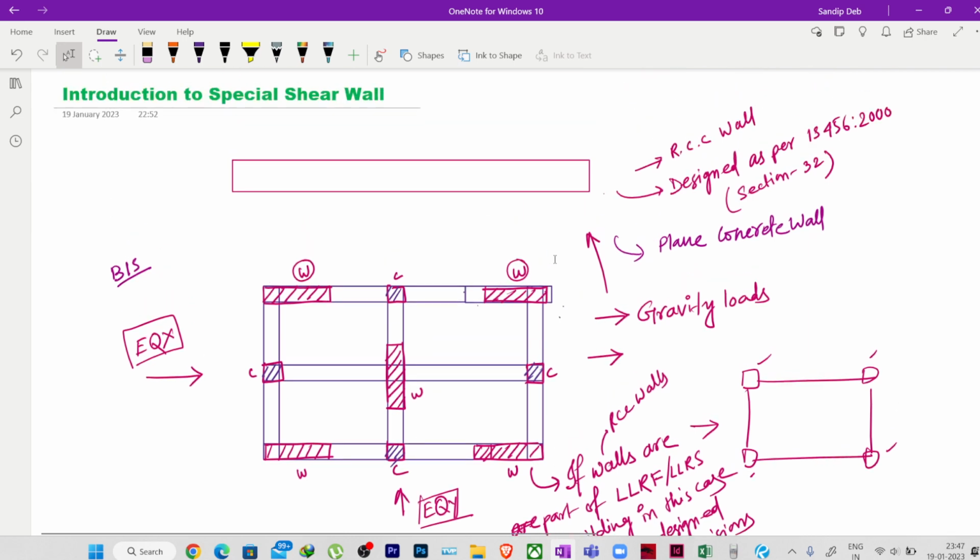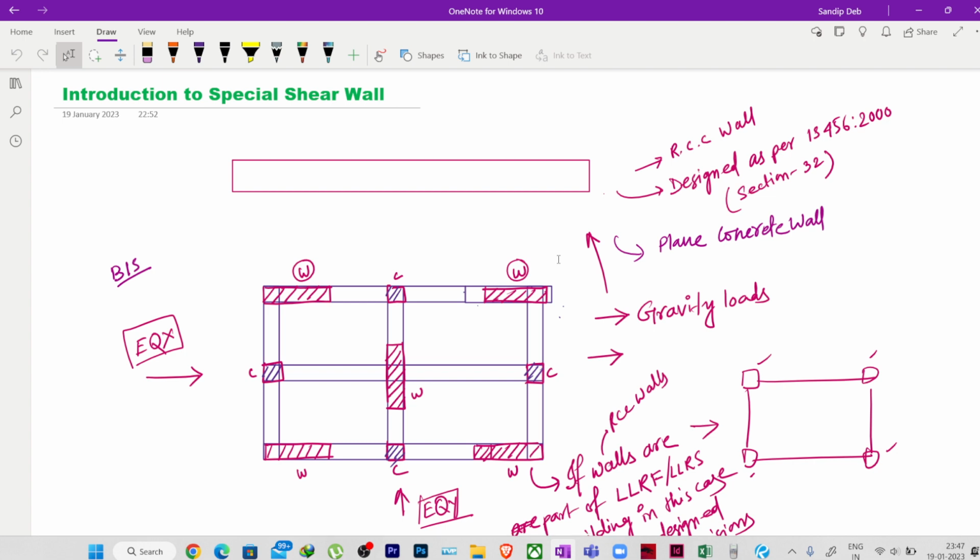There is no wall called an AAC wall. An AAC wall is just a formwork. The walls will be your RCC special shear wall or plain RCC concrete wall, plain concrete wall. Okay, plain RCC wall or plain concrete wall. Now design criteria will be as per IS 456 section 32 or as per IS 13920 section 10.